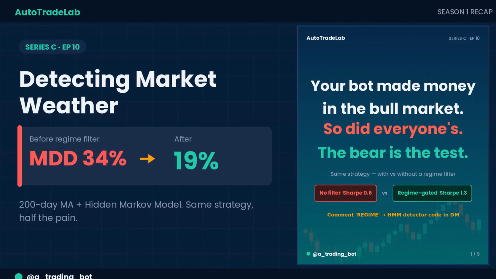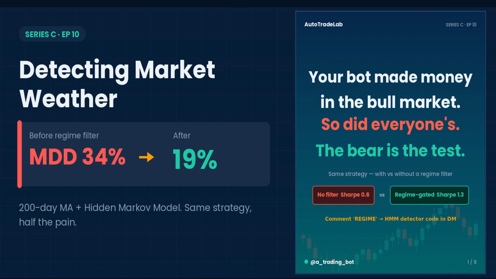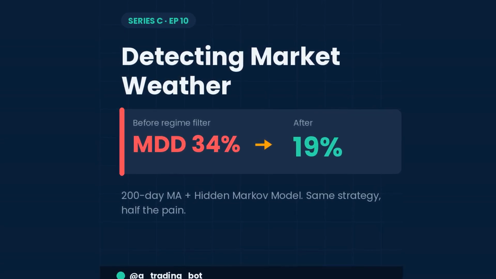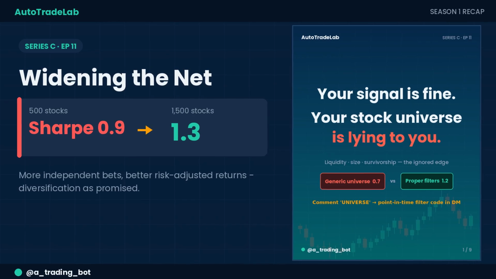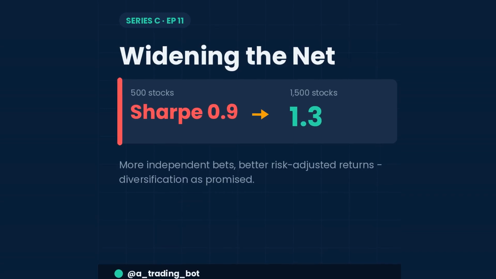Episode 10, I stopped trying to predict returns and started detecting weather. I built a regime filter, a 200-day moving average, plus a hidden Markov model to tell bull markets from bear markets and switch strategy behavior accordingly. Maximum drawdown dropped from 34% to 19%. Same strategy. Half the pain.